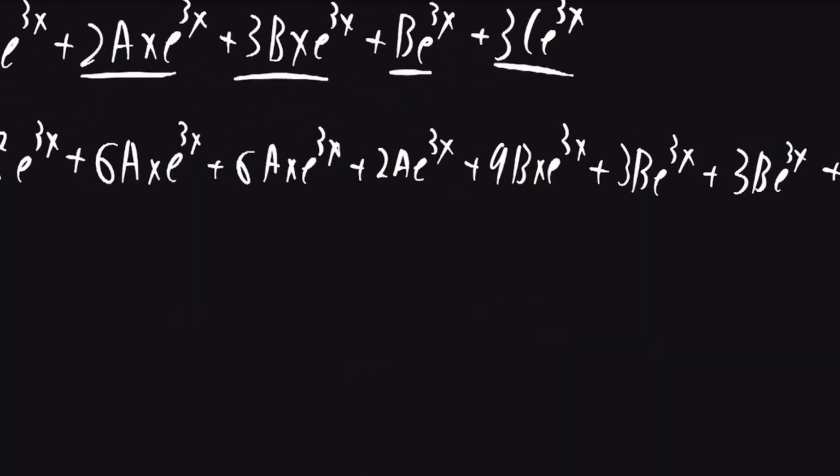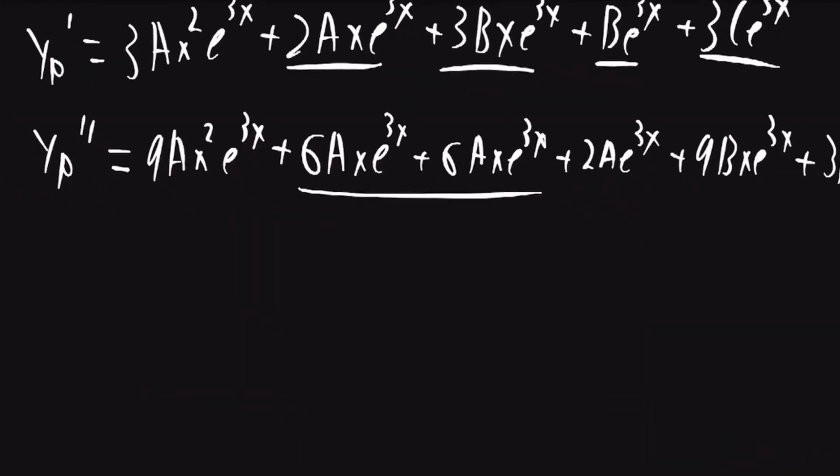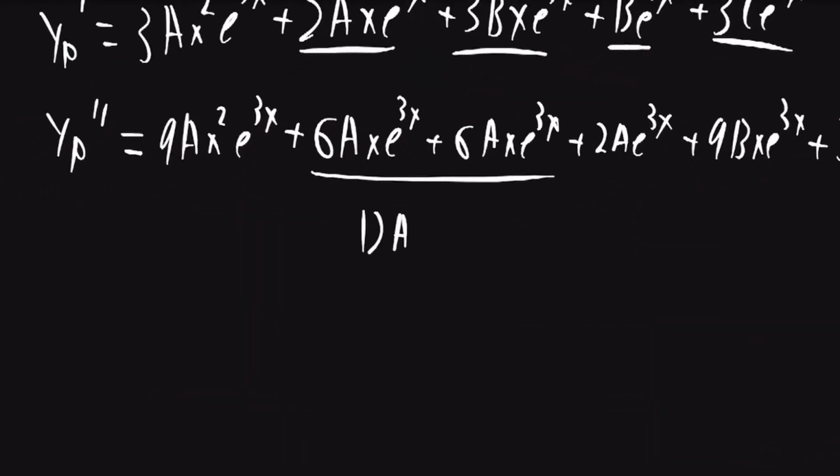We can combine some of these terms. These 6ax e to the 3x terms will become 12ax e to the 3x. I'll add the first term down here.